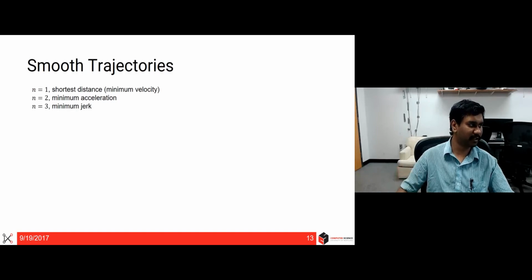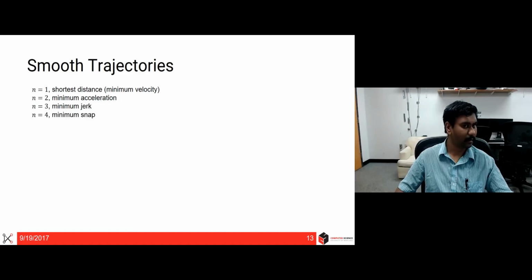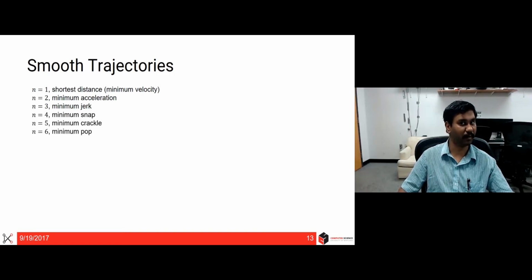Okay, so the smooth trajectory for n equals 1 becomes the shortest distance or minimum velocity, n equals 2 becomes minimum acceleration, n equals 3 becomes minimum jerk. What does it become for n equals 4, 5, and 6? Think about it for a second. For n equals 4, it would be minimum snap, because the fourth derivative of position is snap. For n equals 5, it's called crackle, the fifth derivative of position, and the sixth derivative of position is pop. It's a funny thing, snap, crackle, pop, but just remember this for the time being.